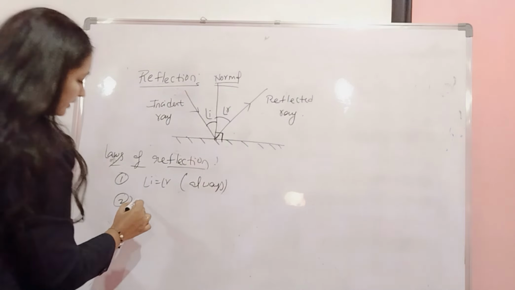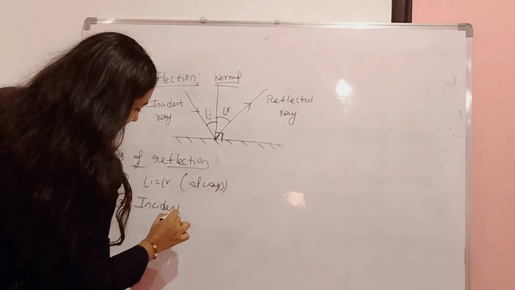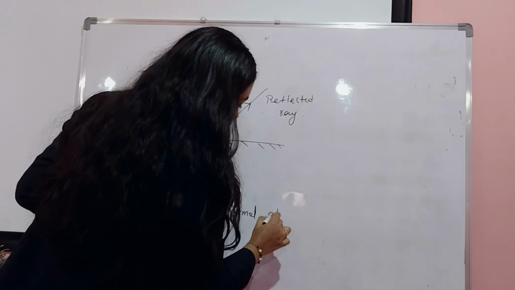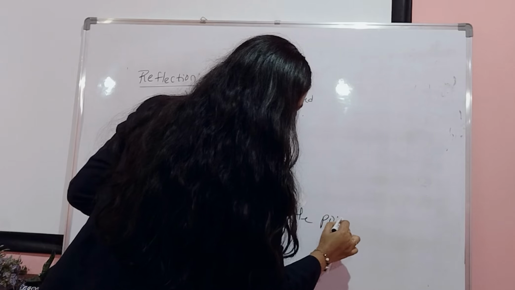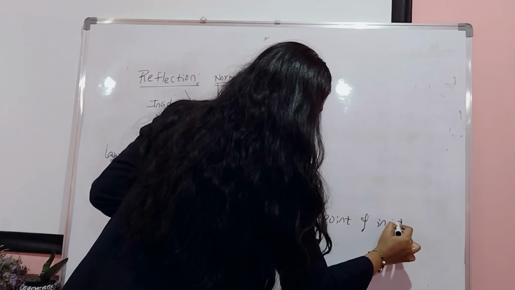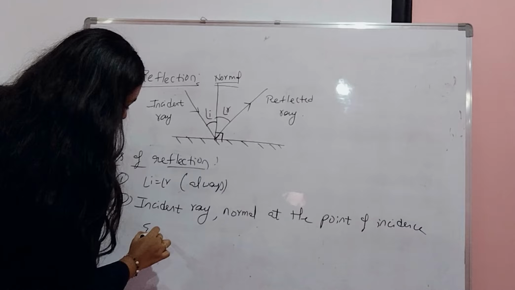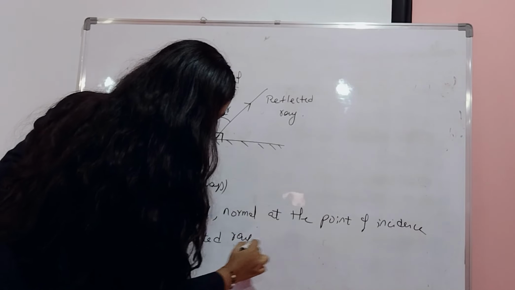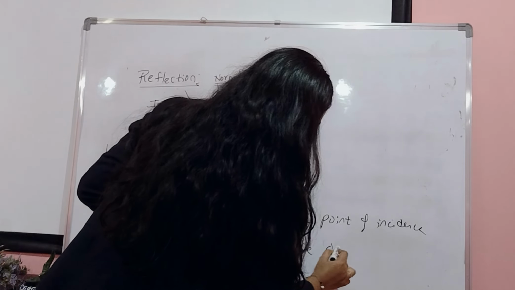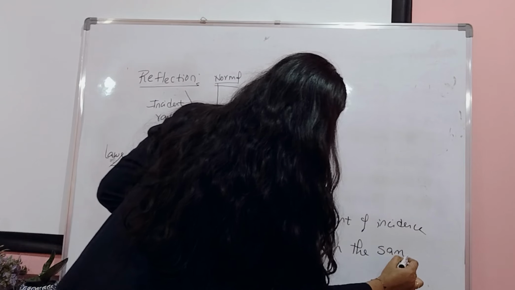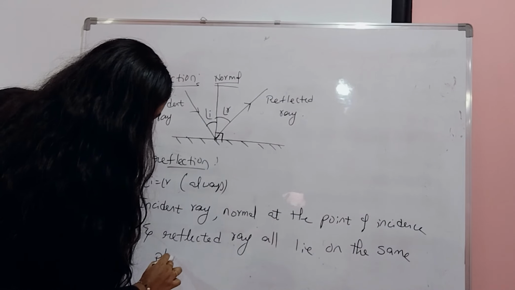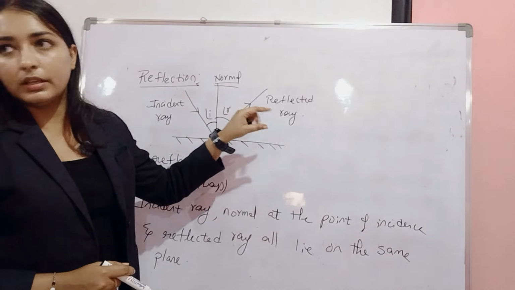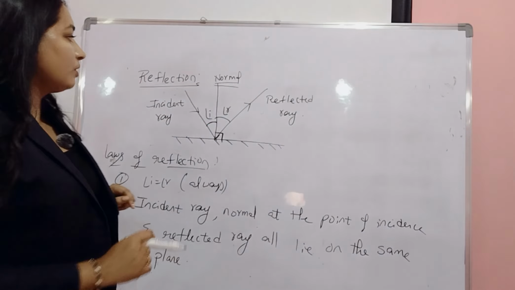And the second one is: the incident ray, the normal at the point of incidence, and the reflected ray all lie on the same plane. Clear? So the incident ray, normal and the reflected ray all lie on the same plane.